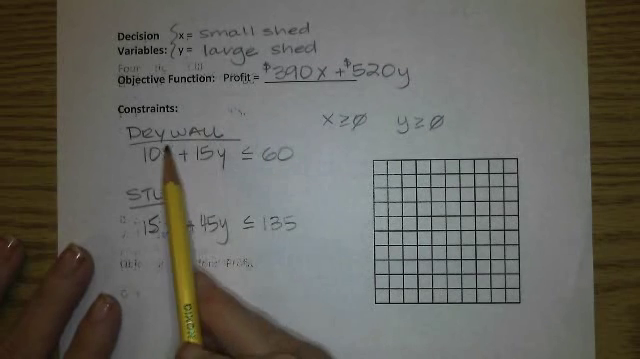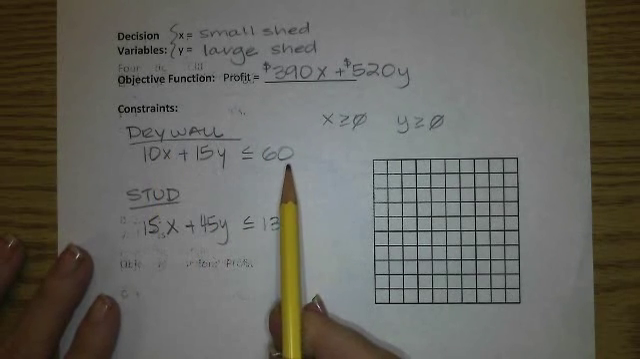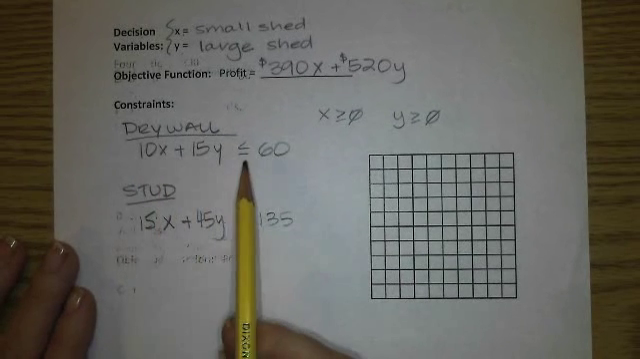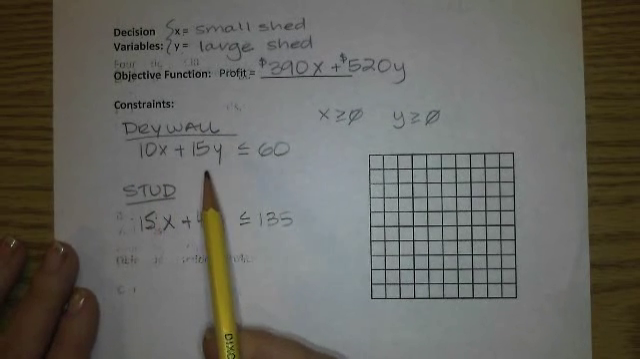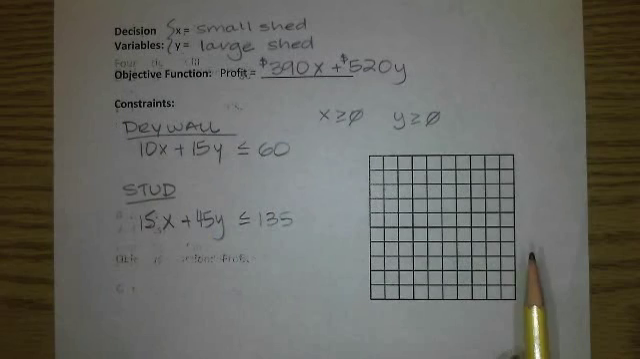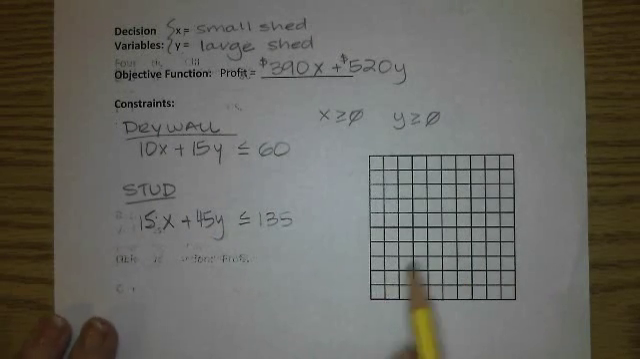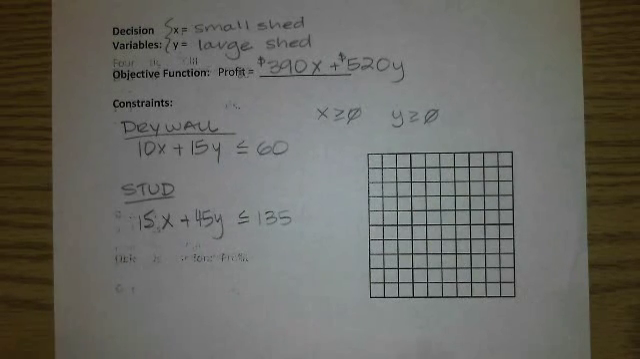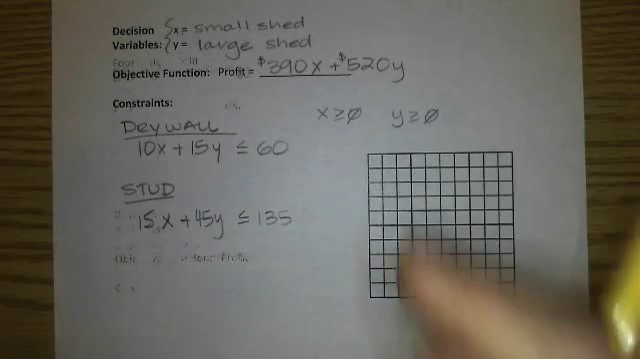Now, if you are comfortable with changing this and manipulating this into slope-intercept, may I suggest you go ahead and do that. So you would subtract 10x from both sides, divide by 15. Same thing here, subtract 15x from both sides, divide by 45. You're going to get some odd fractions, and it will get a little bit confusing when you go to scale here. So one of the things that I always suggest is doing x and y intercepts. It's a little bit easier.